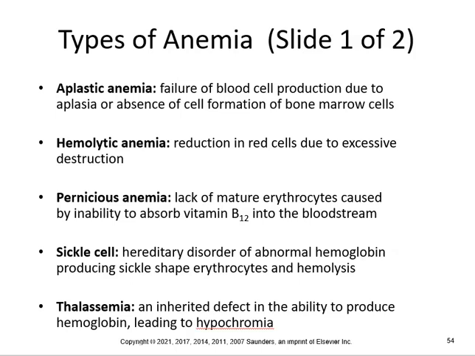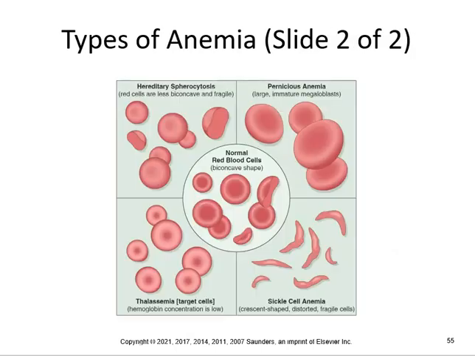Sickle cell, hereditary disorder of abnormal hemoglobin producing sickle cell shape, common in African Americans. Thalassemia is an inherited defect in the ability to produce hemoglobin, leading to hypochromia. So here are some: pernicious anemia, hereditary spherocytosis, thalassemia, and sickle cell anemia.